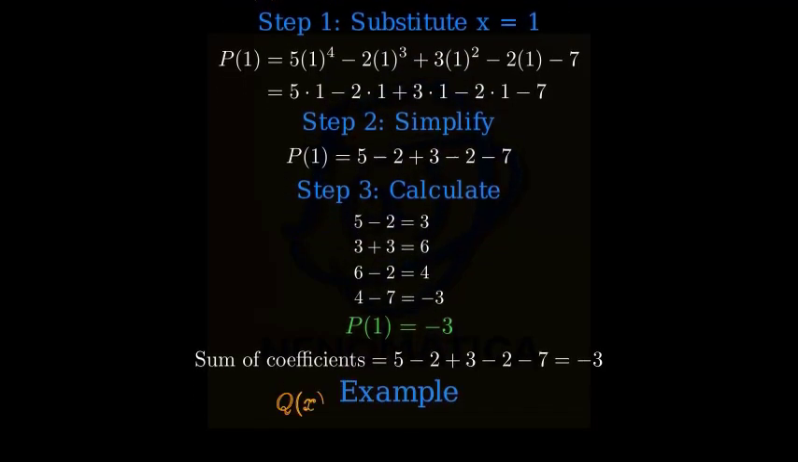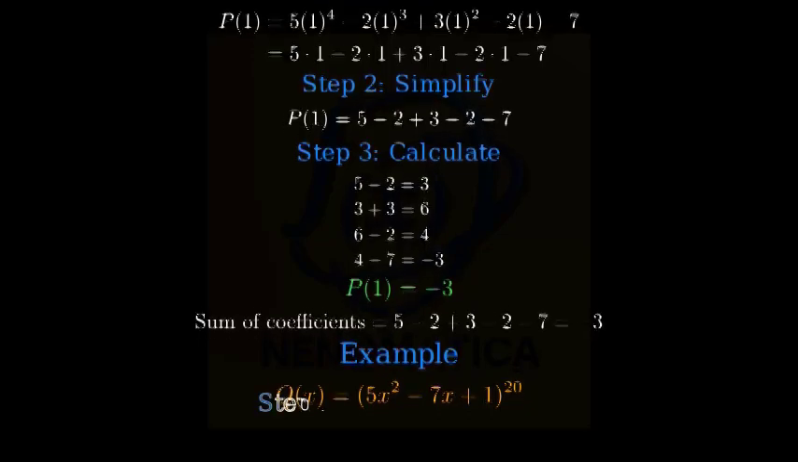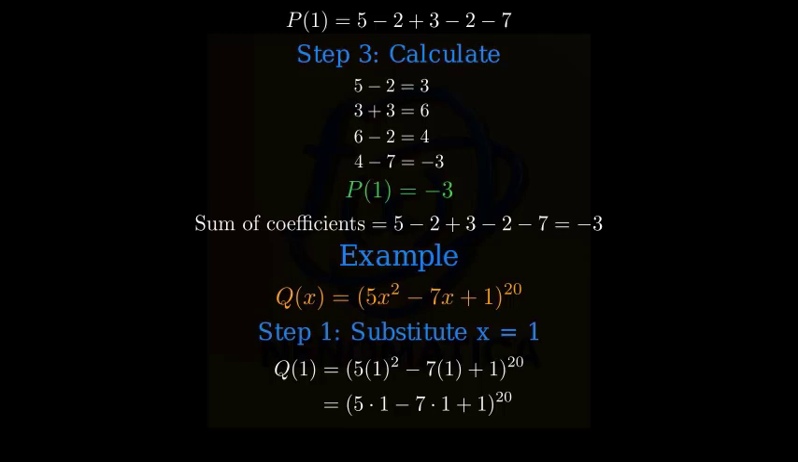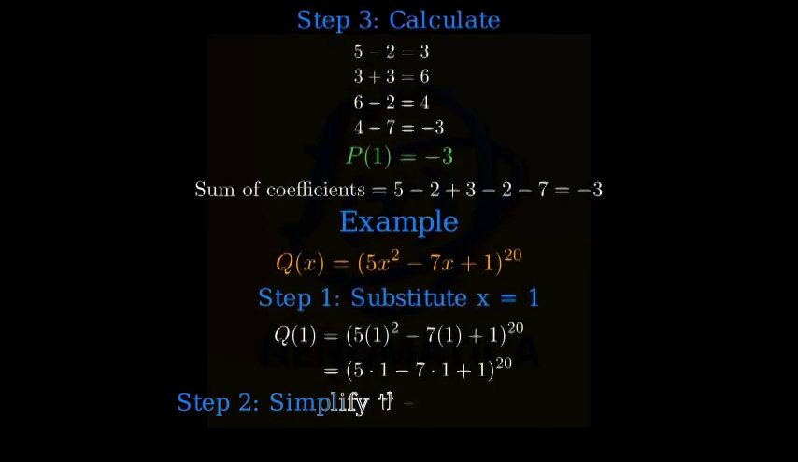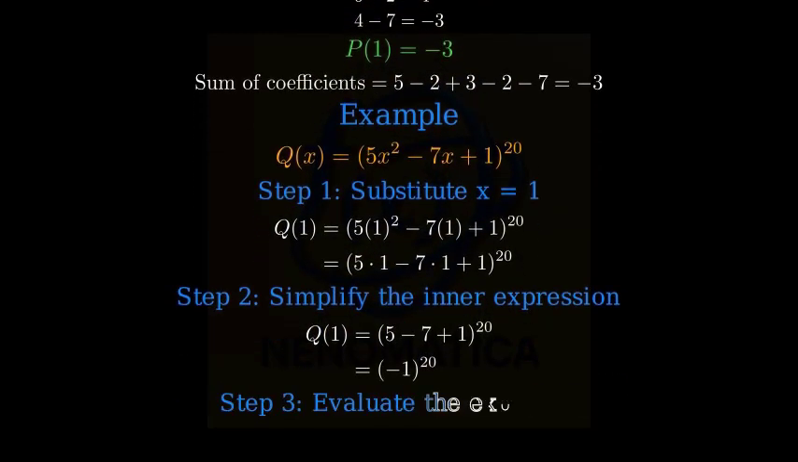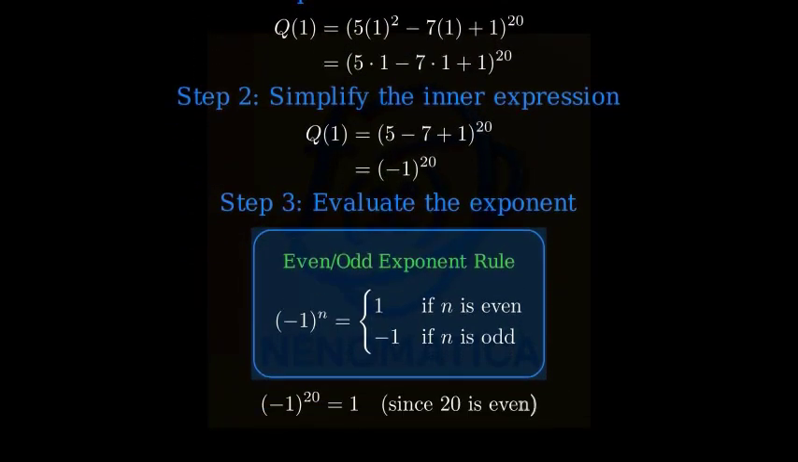Let's move on to our second example. We have the polynomial q of x equals 5x squared minus 7x plus 1, all raised to the power of 20. Again, to find the sum of all coefficients, we evaluate q of 1. Let's substitute x equals 1 into our expression. Let's simplify the expression inside the parentheses. Now, we need to determine the value of negative 1 raised to the power of 20. Since negative 1 raised to an even power is 1, and 20 is an even number, the result is 1.